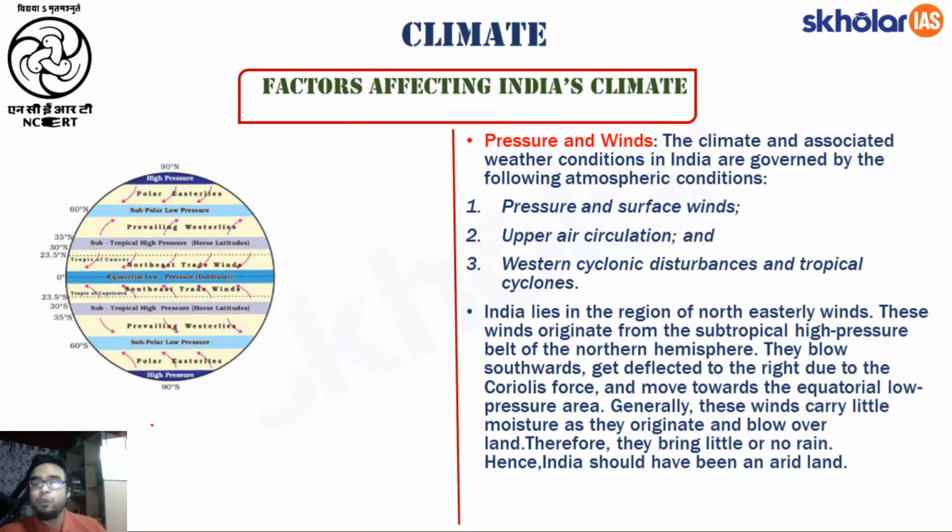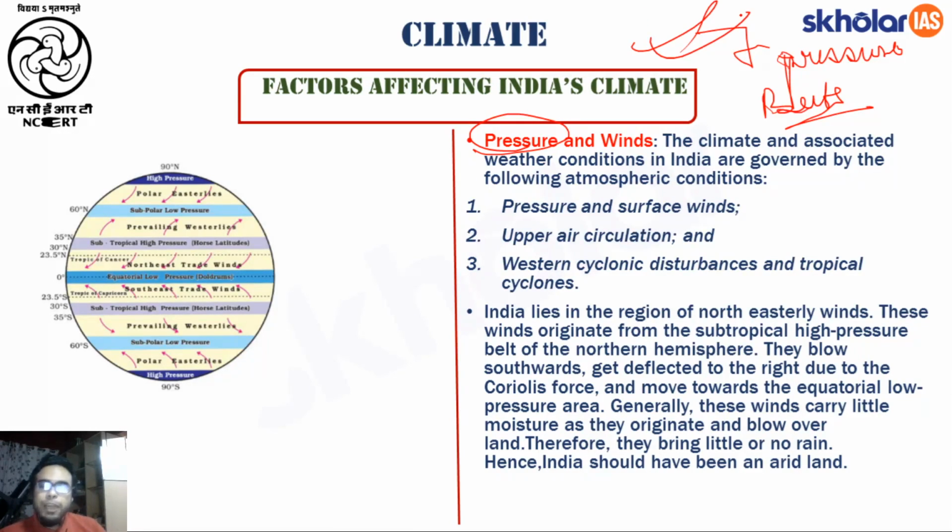I explained this in order to explain the pressure belts which are found across the world. Now, across the world, there are 7 pressure belts, right? Now, let us understand these 7 pressure belts. Very, very important. Let us start from the equatorial area.